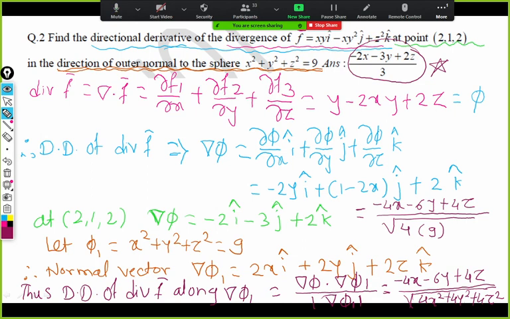Okay. So yes, it is a little difficult question, but if you break it into parts, you can do it correctly. Just go step by step.